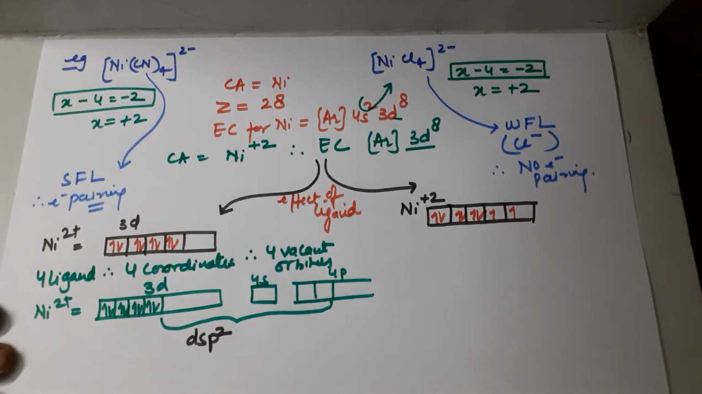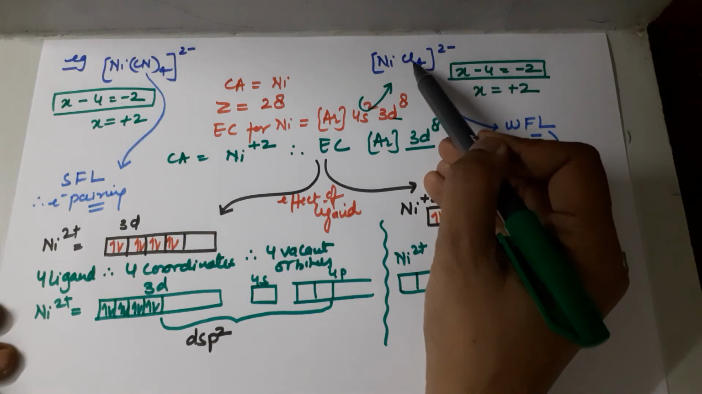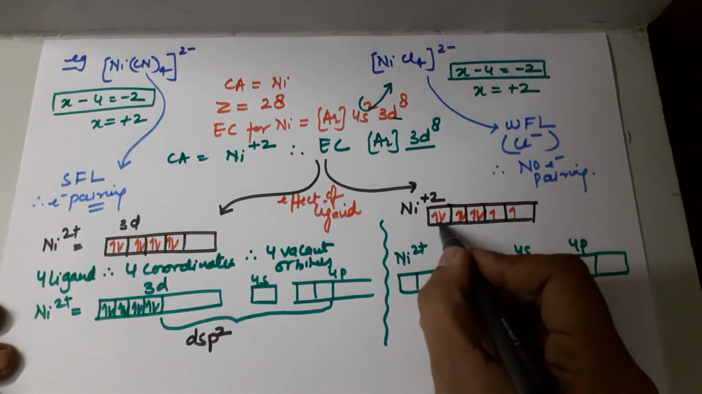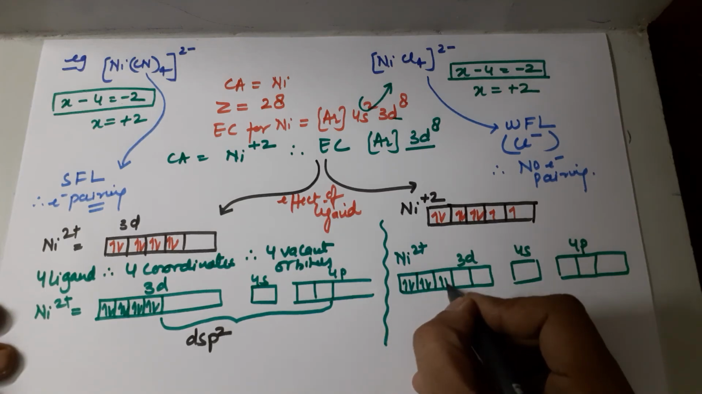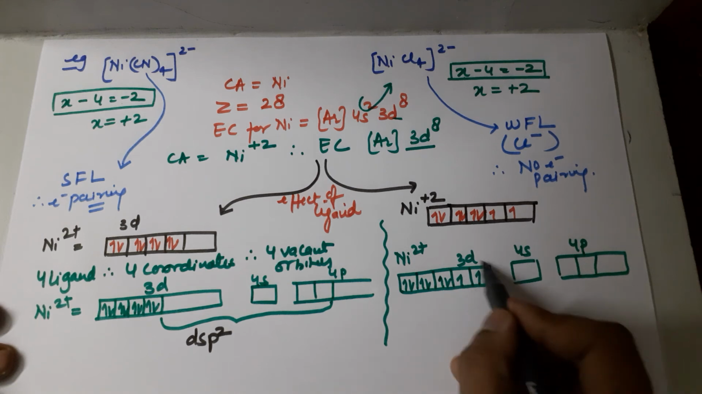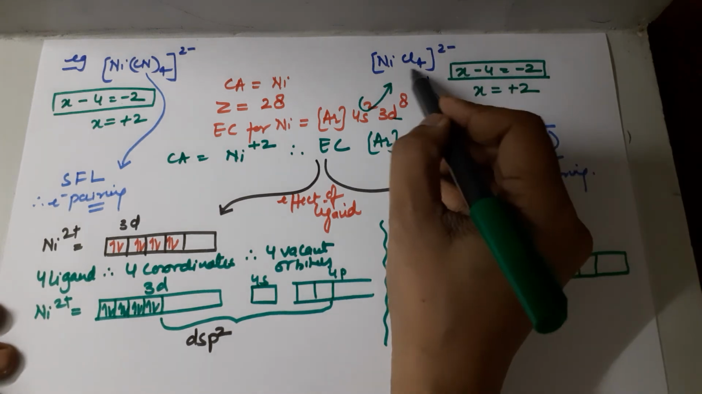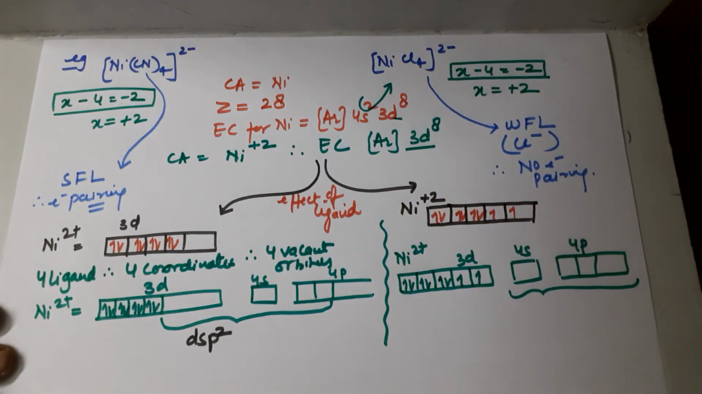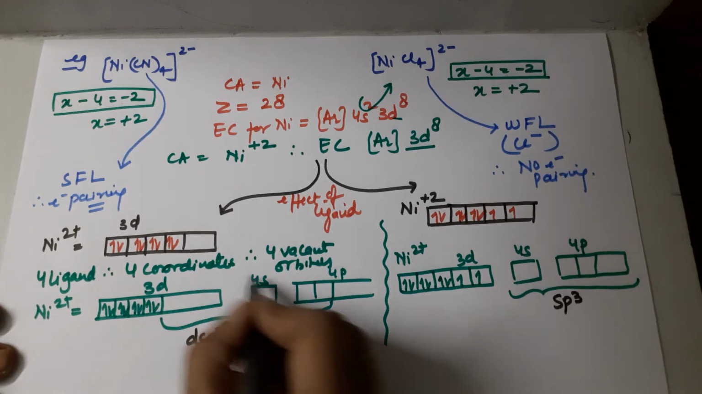Talking about the other case, in this case also the ligands are 4, but these 4 ligands are weak ligands. Since they are weak ligands, they will not cause pairing. So your electronic configuration of nickel 2 positive in this case remains as it is, and you do not have any vacant d orbital here. How many orbitals do you require? For 4 ligands you require 4 vacant orbitals. So these are the 4 vacant orbitals you will use, and that's the way we change the hybridization. This goes to sp3.